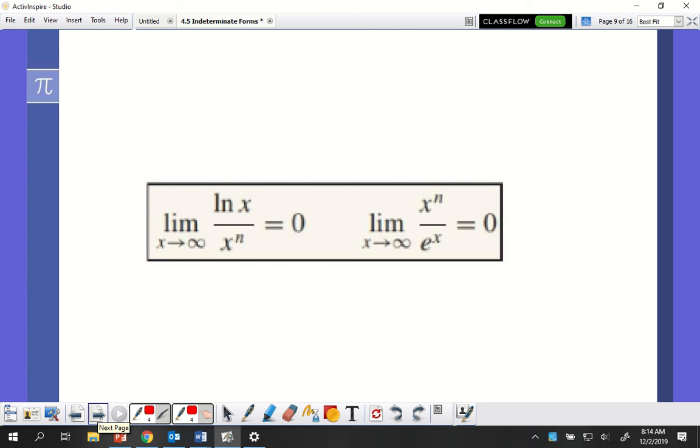All right, so here's a property right here, ln x over x to the n, where n is any value, right? Okay, it's going to give me 0. And then x to the n over e to the x is also going to give me 0. So these are good things to know.